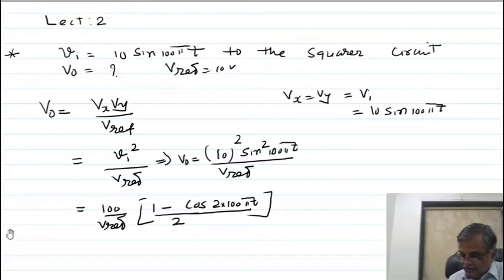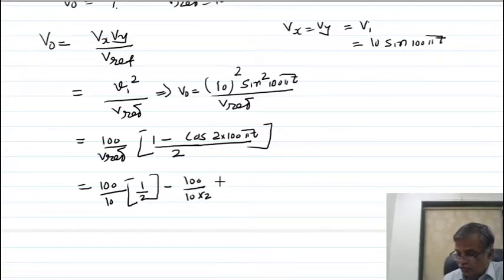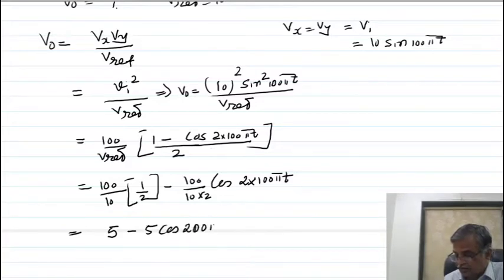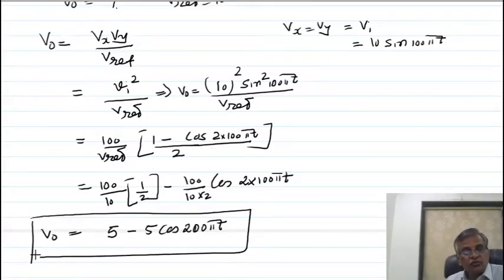So we can write this: 100 upon V reference is 10, 1 by 2, minus 100 upon 10 by 2 into cos 2 omega t, which is cos 200 pi t. So my equation is nothing but 5 minus 5 cos 200 pi t. This is my equation of the output voltage of the squarer circuit. I think it's a very simple numerical.